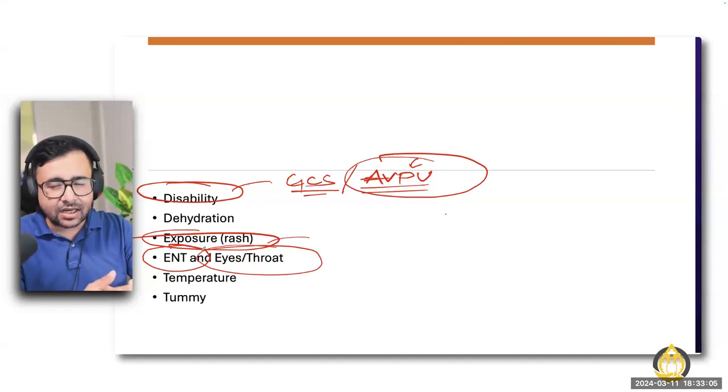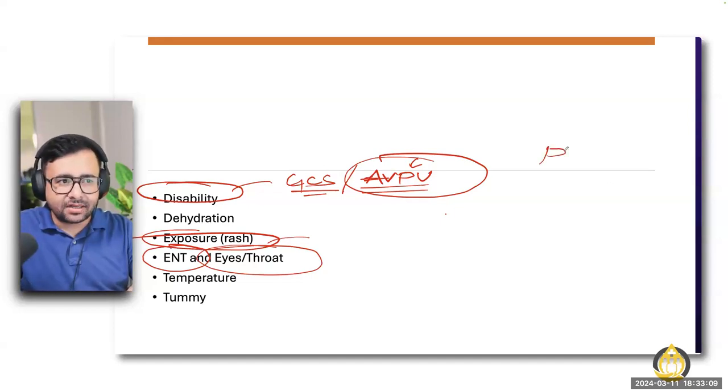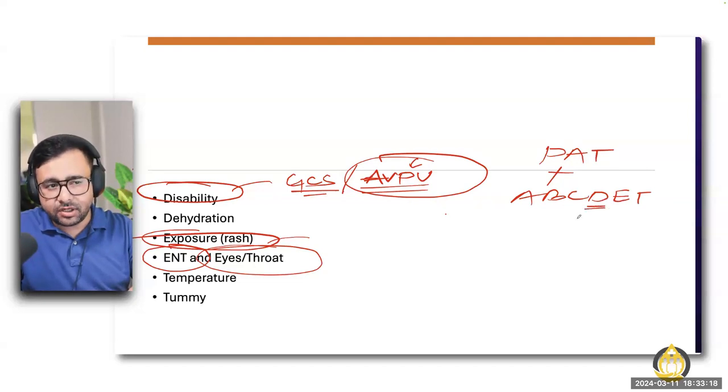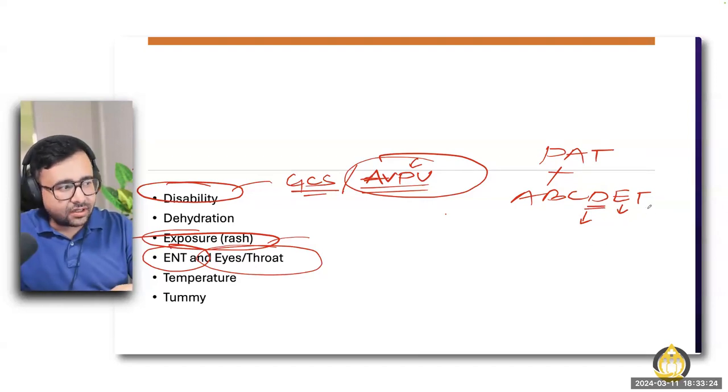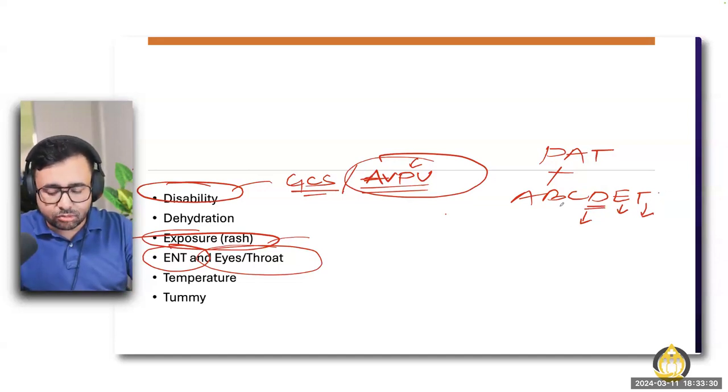To summarize, in case of children, we start with the PAT, and then after the PAT, we do the ABCDE. In ABCDE, in case of children, not just do we check for disability, we check for dehydration as well. We not only check for exposure, we also check for the ENT, ears and throat. And we check for the temperature, and we check for the tummy as well. In case of children, these are the additional things we'll have to mention to the panel.